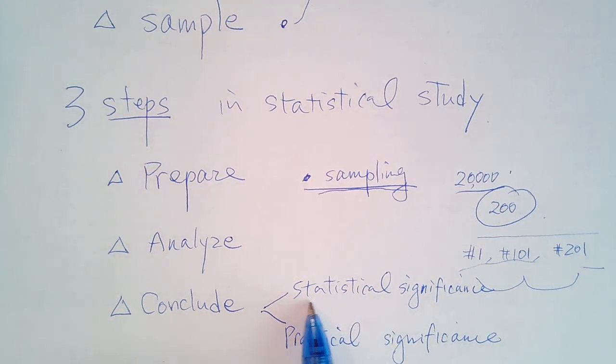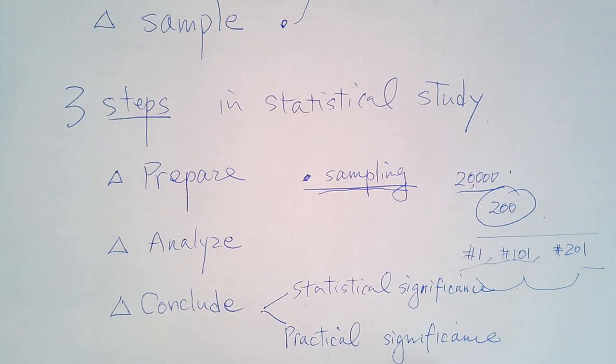Statistical significance: if the likelihood of an event occurring by chance is 5% or less. Usually 5% is like the magic number. You're going to see that almost all the time in this class. So if something happens and the chance of that happening is less than 5%, we call that statistically significant.